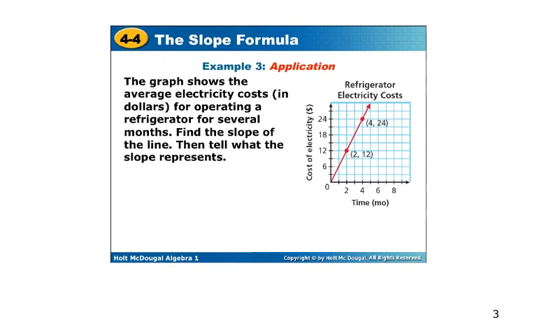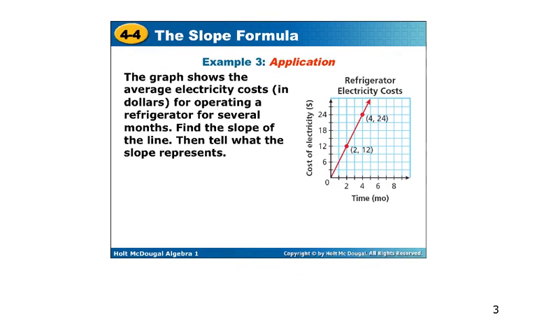Alright, so here we are with an application. The graph shows the average electricity costs in dollars for operating a refrigerator for several months. And we want to find the slope of the line and then tell what the slope represents. And this rate of change is a very applicable idea, just so that we can see what it does in fact mean. So they do give us 2 points here, so we may as well use those for our slope. So the first thing is to actually get the slope, and then the next one is what does it represent.